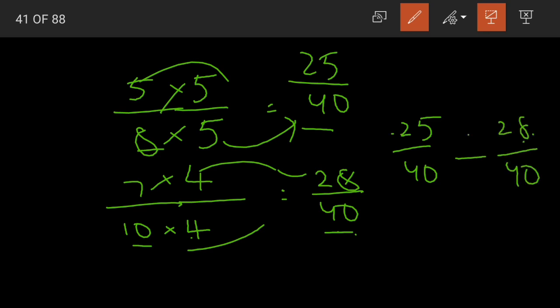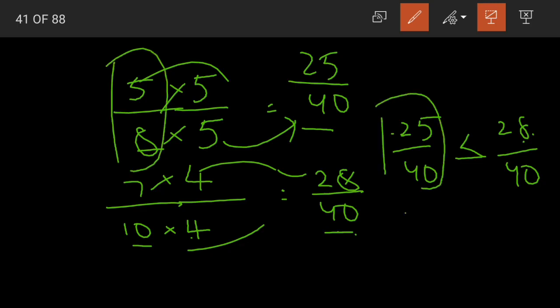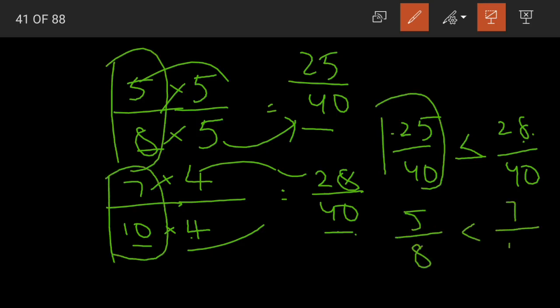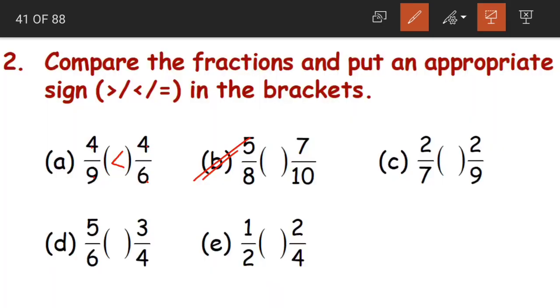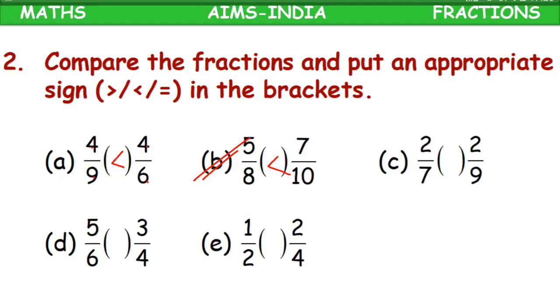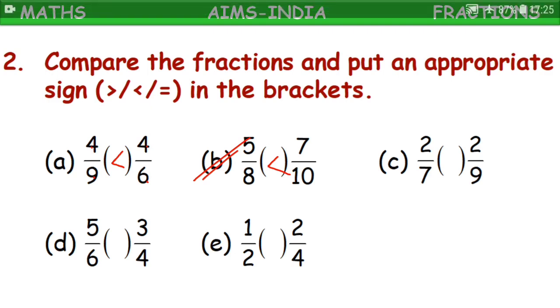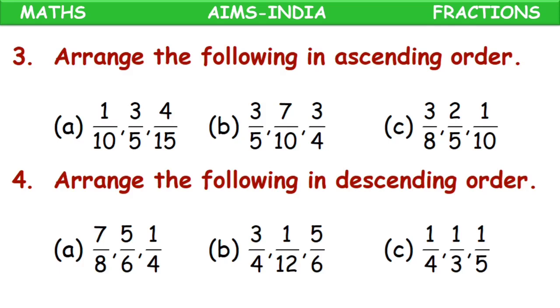Upon comparing the numerators, we can say that 25 by 40 is less than 28 by 40, and 25 by 40 was nothing but 5 by 8. 5 by 8 is less than our 7 by 10. Understood children? 5 by 8 is less than 7 by 10. So these are the two ways of comparing given unlike fractions. One is through LCM, or else you can go through the cross multiplication method.